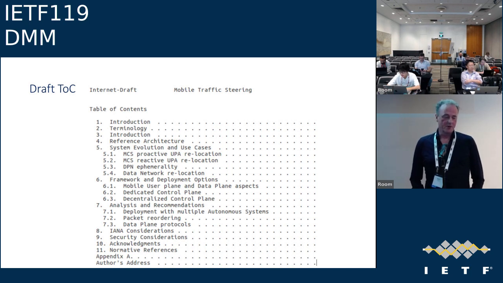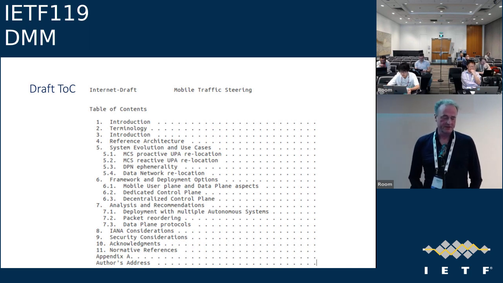We looked at framework and architectural aspects here, differentiating and clarifying the connection between the mobile communication system's user plane and the data plane, which spans the rest between the user plane function and the data network. And then looking at the two architectures that we just sketched, which are a dedicated control plane and a decentralized control plane. And then having a section on the analytics and recommendations that we want to give in the various aspects.